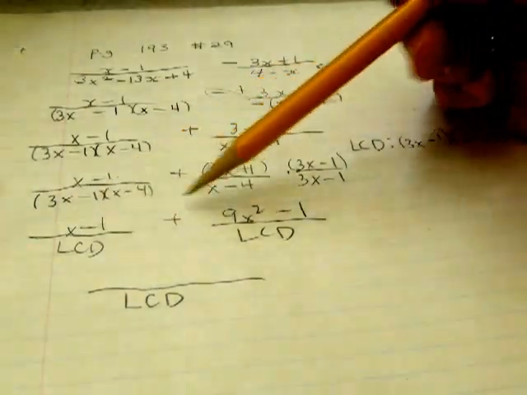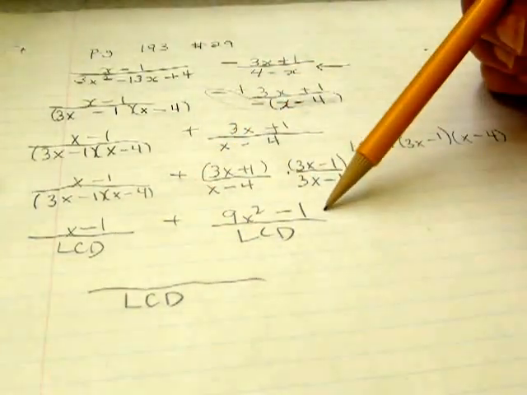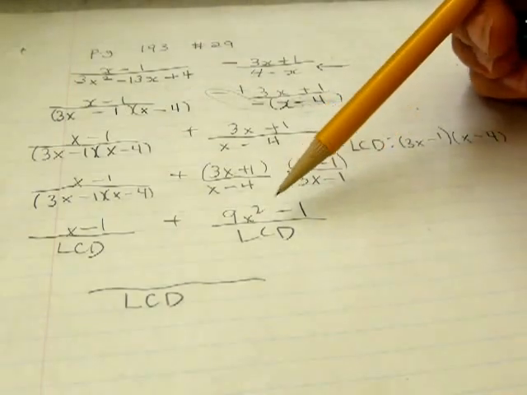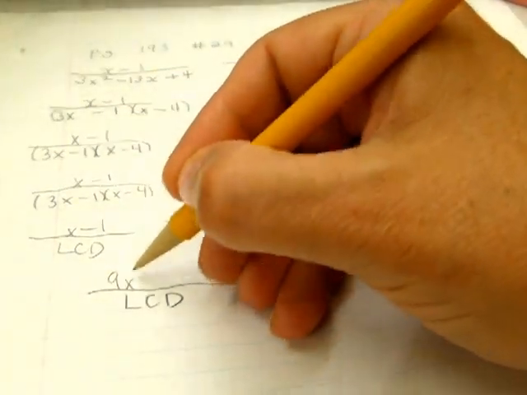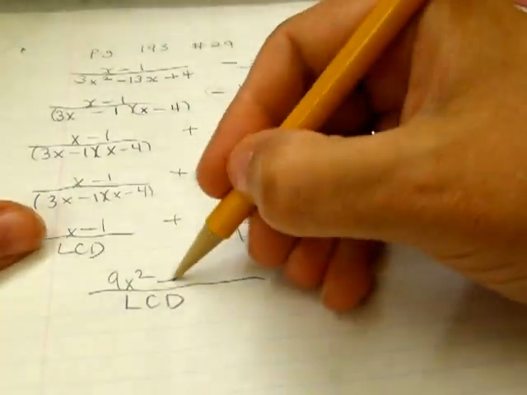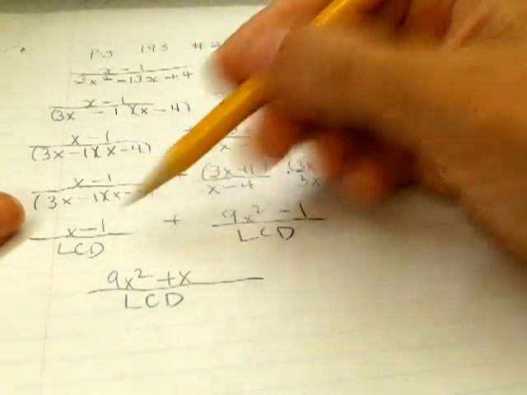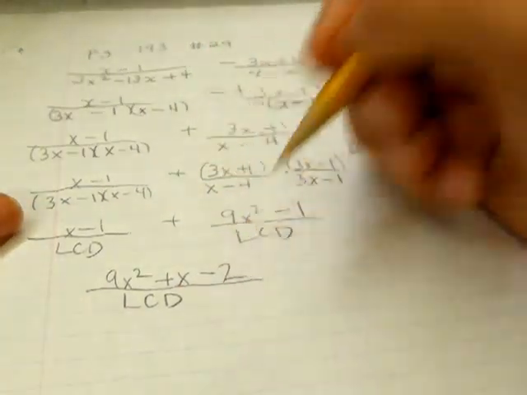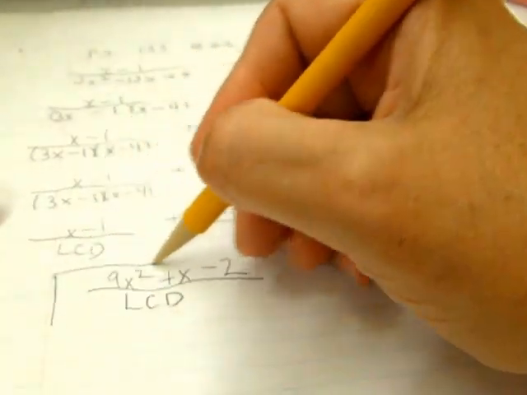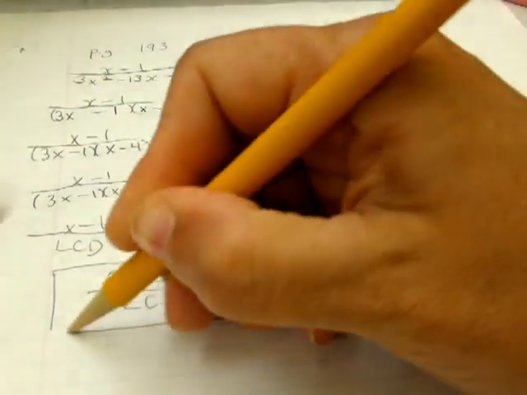So let's see, I don't have a negative here, so I don't have to worry about applying it across the fraction. So I have a 9x squared, and I have an x, and then I have a negative 1 and another negative 1, so that's negative 2. So then hopefully that's the answer in the back of the book.